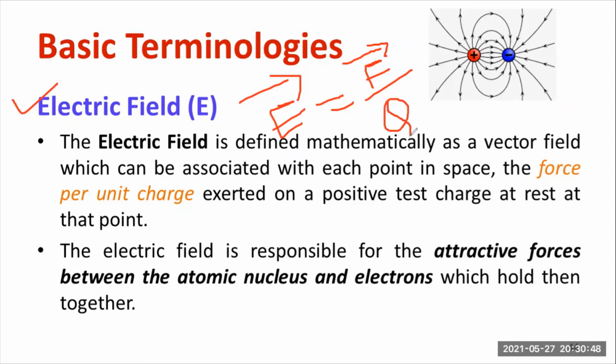Okay, force per unit charge, F by Q, the ratio of force per unit charge. It's a vector quantity, obviously. So there are positive charges and negative charges. If I talk about electrons, it is having negative charges. If I talk about positive, definitely it will be positive charge.